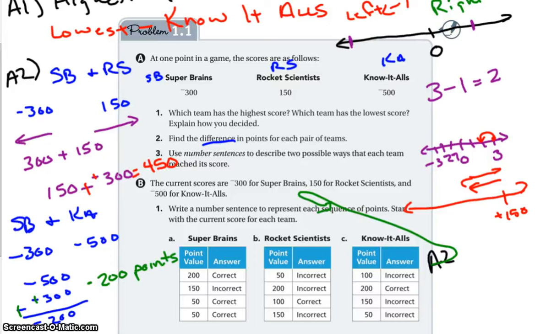So just kind of basically doing what we've been doing. I mean, our number sentences, man, my pen's messing up. For the superbrains and the rocket scientists was 300 plus 150, or 150 minus a -300. We could also do the same thing with our superbrains and the know-it-alls. All right, so you need to finish A2 and A3 prior to coming to class tomorrow.